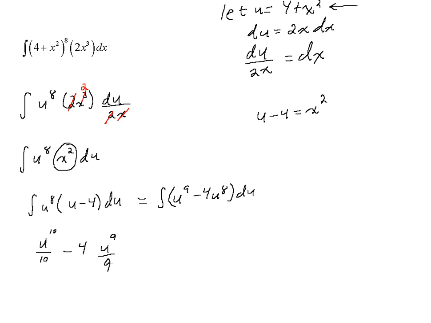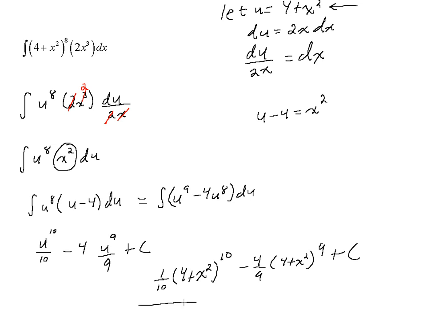And then now all we need to do is just sub back in for u. So I have 1/10 times u, which is 4 plus x squared to the 10th power, minus 4 over 9 times 4 plus x squared to the 9th power. And don't expand that. You could factor that a little bit if you wanted to, but that's good enough.